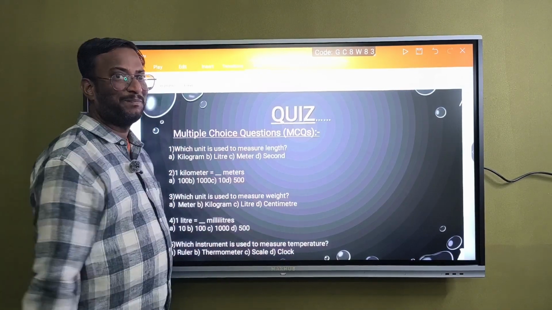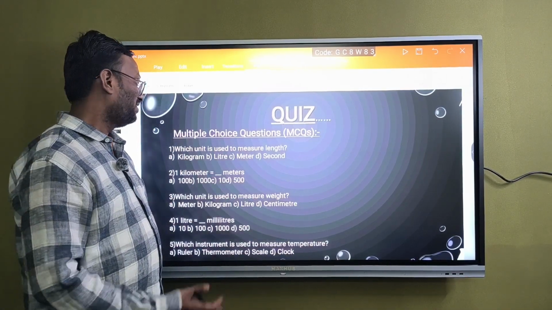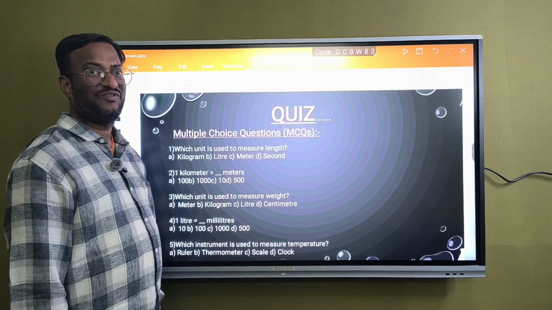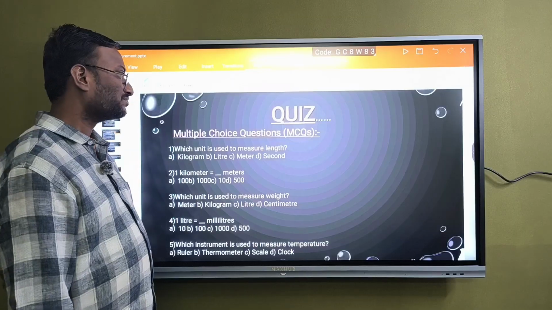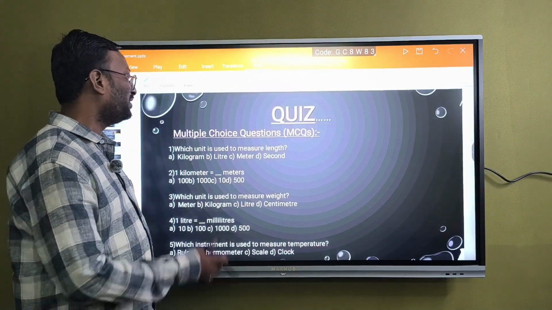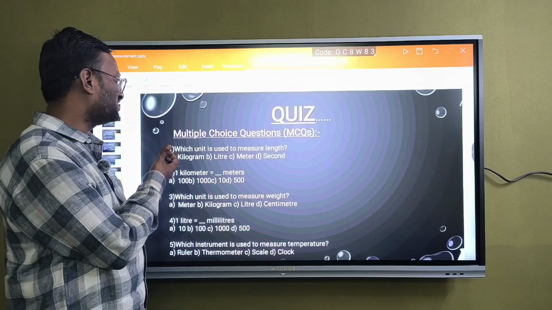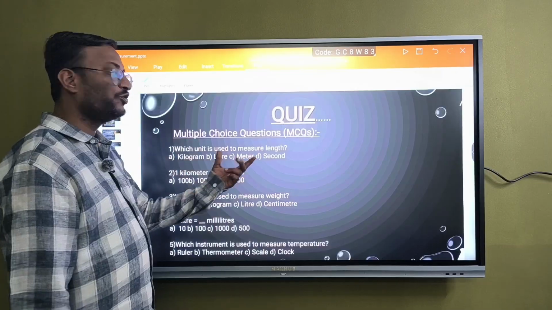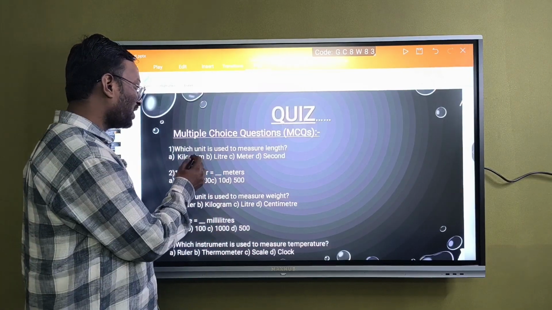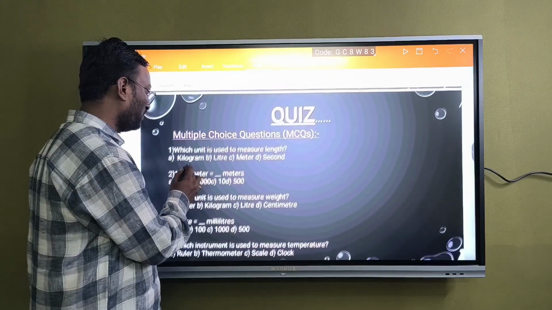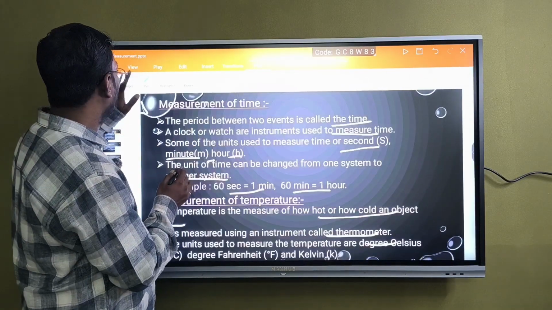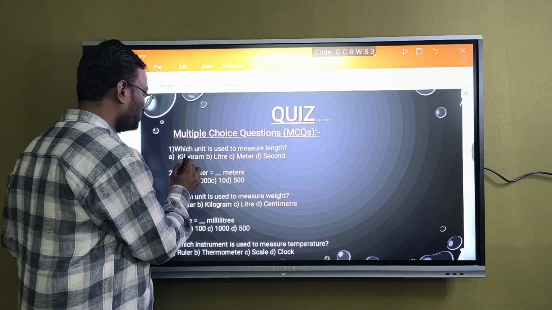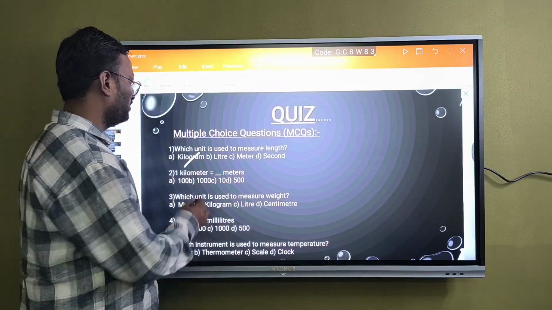Now it's quiz time. Okay, children, you just pause it and try to do it yourself. Come on. Okay, see now. Multiple choice questions. The first one is, which is the unit to measure length? Following they have given a few units. Kilogram, gram: it is generally used to measure weight. So it is wrong. Kilogram is the wrong answer.